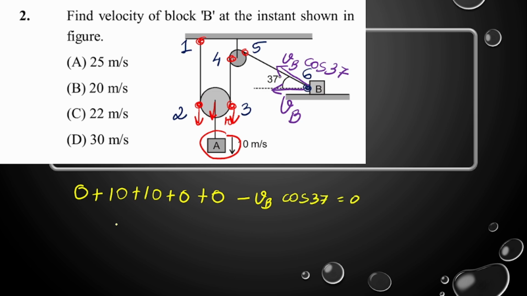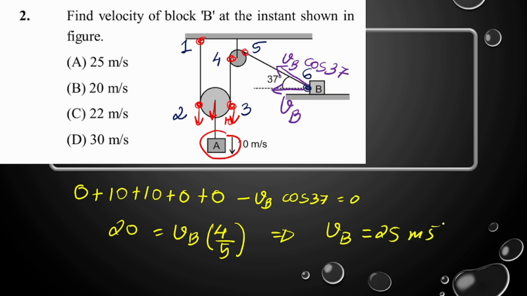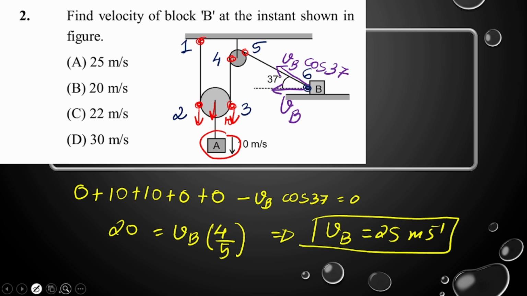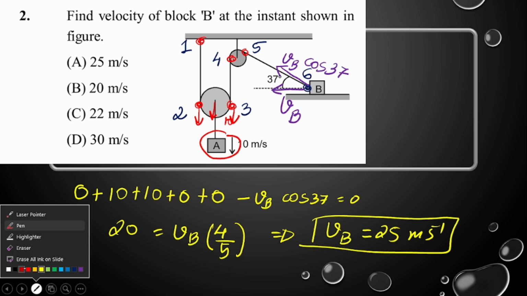So here comes out 20 equals Vb cos 37. 37 means 3 by 5 and 4 by 5. Cos 37 is 4 by 5. So the answer is Vb equals 25 meters per second. So our answer is 25 meters per second.